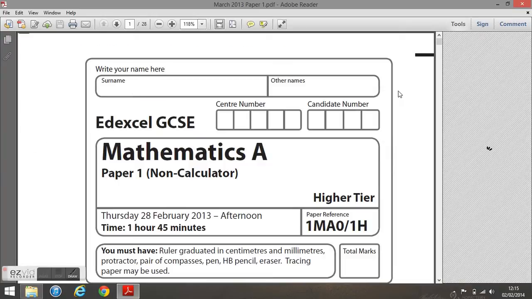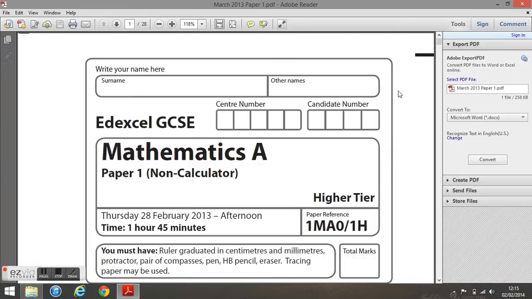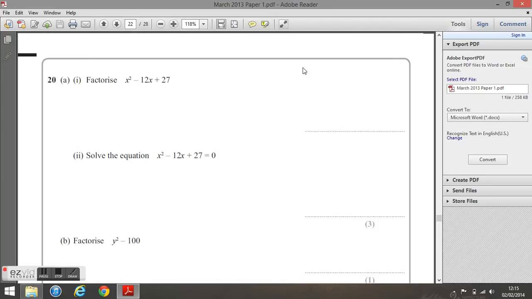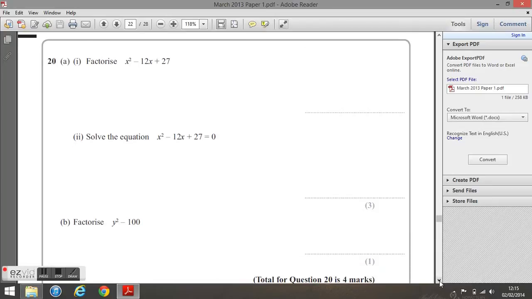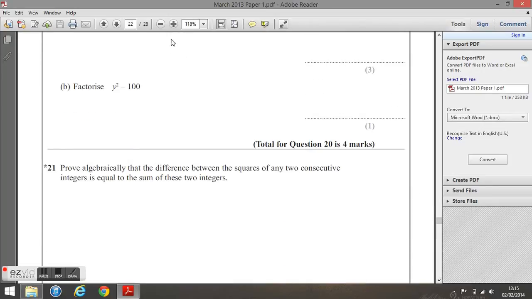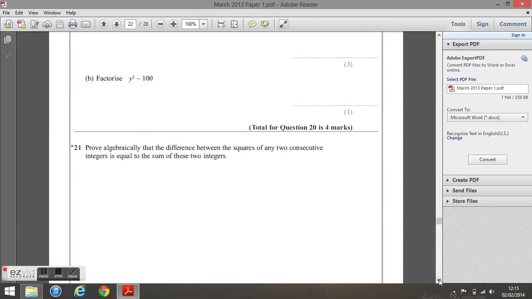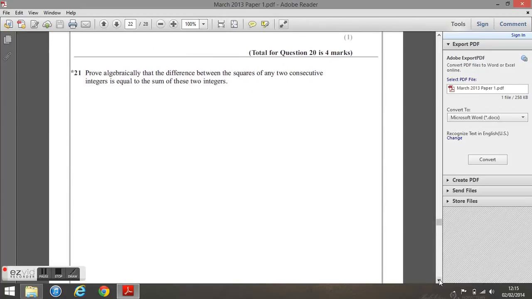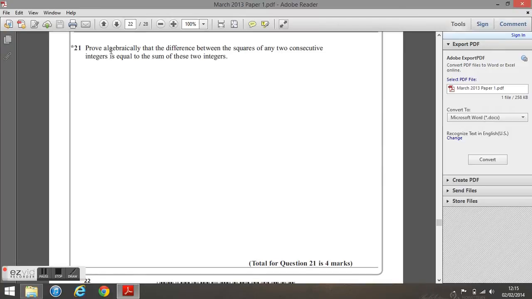This question here is taken from the March 2013 Edexcel higher tier paper. Okay, so if we take a look at this question here, question 21, it says prove algebraically that the difference between the squares of any two consecutive integers is equal to the sum of these two integers.